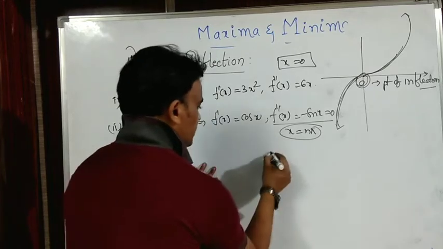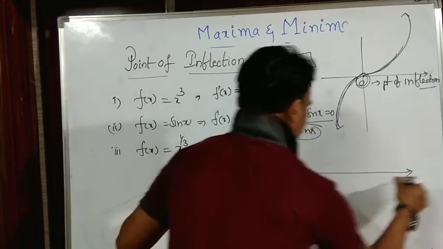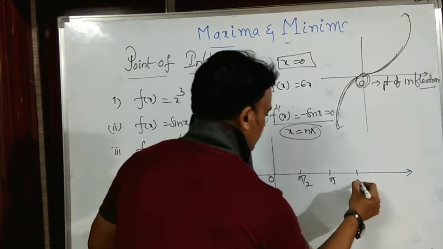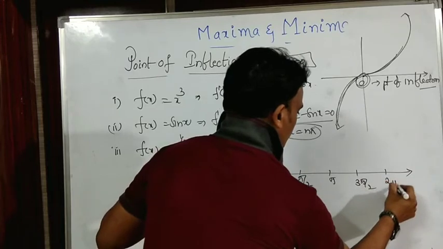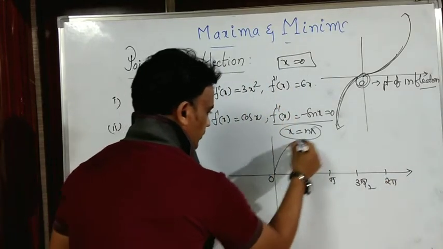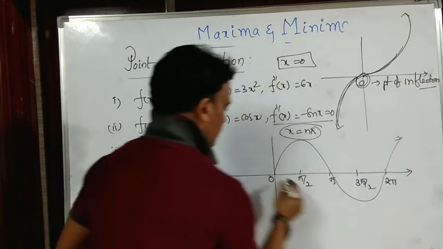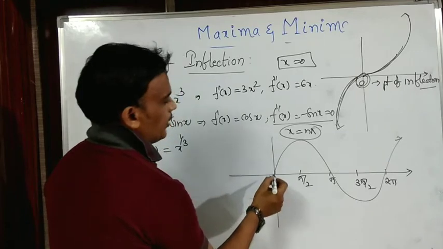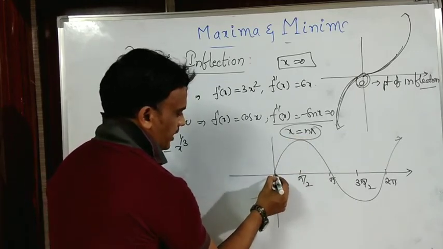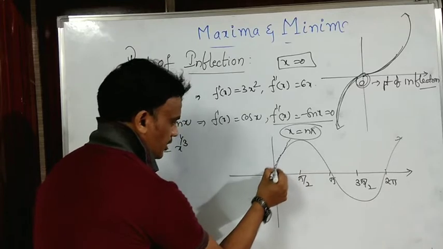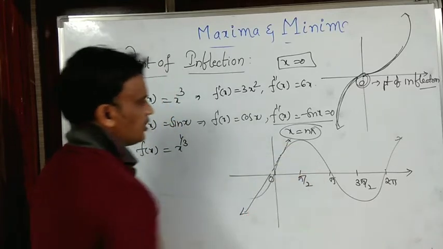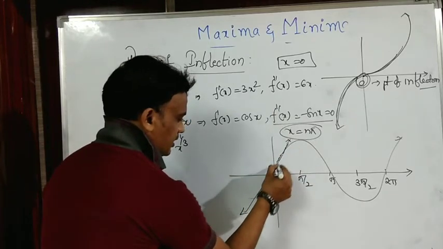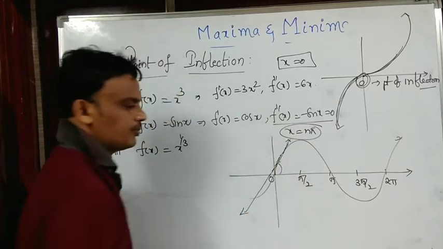Let us see how it is. Taking the sin x graph, with 0, pi by 2, pi, 3 pi by 2, 2 pi, the graph will be like this. This is the graph of the sine function. At x is equal to 0, is f double dash of x positive or not? So f double dash of x at this point is positive.